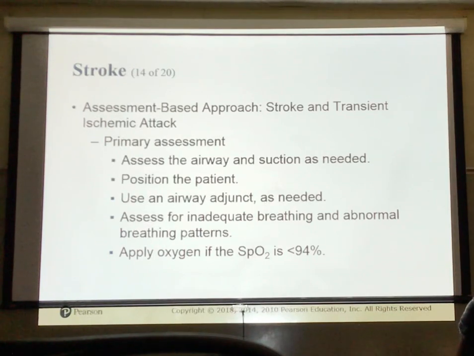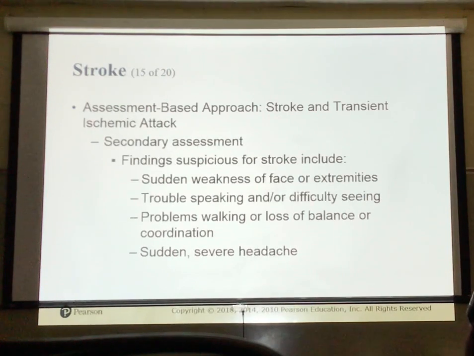And if our oxygen is less than 94, what are we going to do? Put them on some oxygen. You want to inspect the face for drooped appearance on one side by instructing the patient to look at you and smile or to show their teeth. You want to listen for garbled speech sounds, slurring when the patient speaks, okay? If they have a family member there and maybe they've had a stroke before, you can ask the family member, is this how they normally talk, okay?